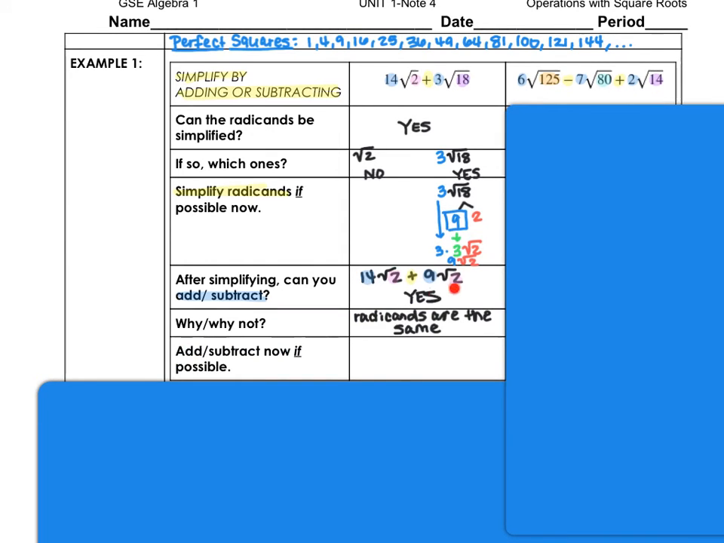So since the radicands are the same, we can add them now by taking the numbers on the outside and adding them. So 14 plus 9, we get our answer 23 square root 2.